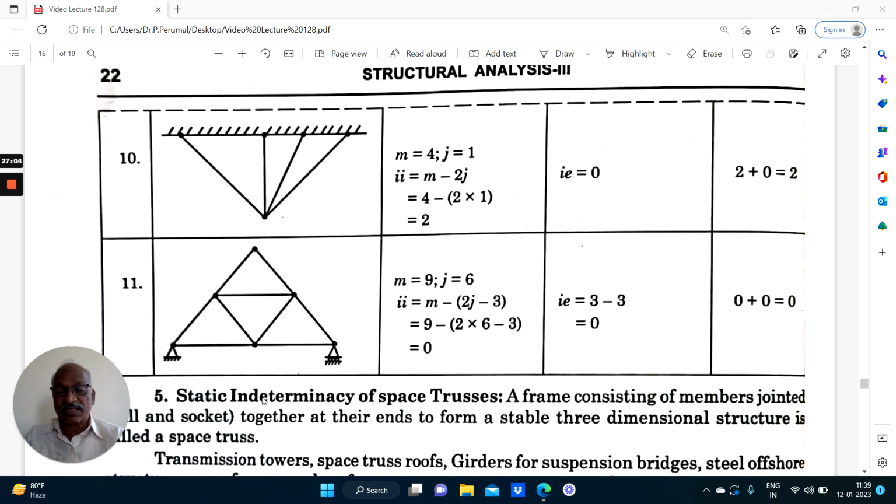Now coming to this, one more example. Say 1, 2, 3, 4, 5, 6 external, and 7, 8, 9. There are 9 members, m equal to 9. And j equal to 1, 2, 3, 4, 5, 6 joints. So j equal to 6. I equal to m minus 2j minus 3 equal to 0. It is a determinate truss. All of it consists of basic triangles only. And externally also it is determinate because there is a hinge and a roller.